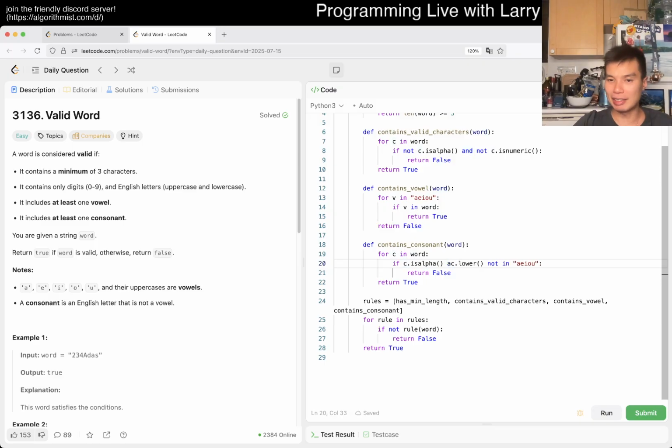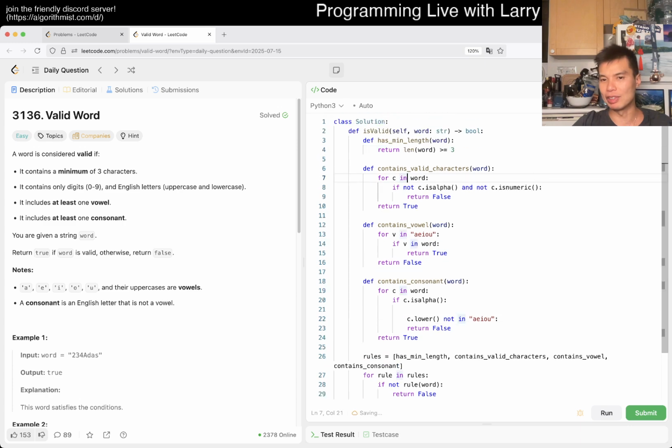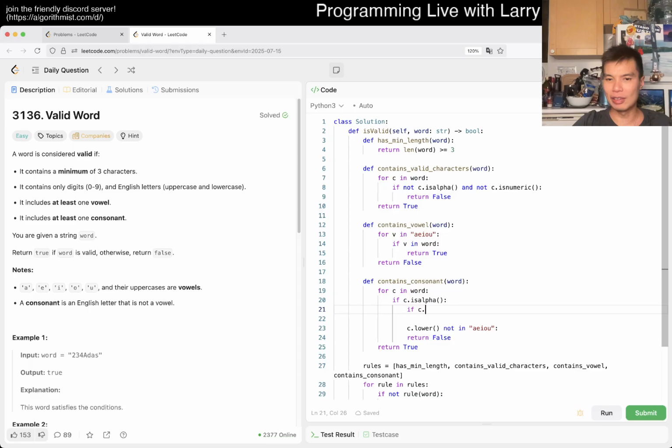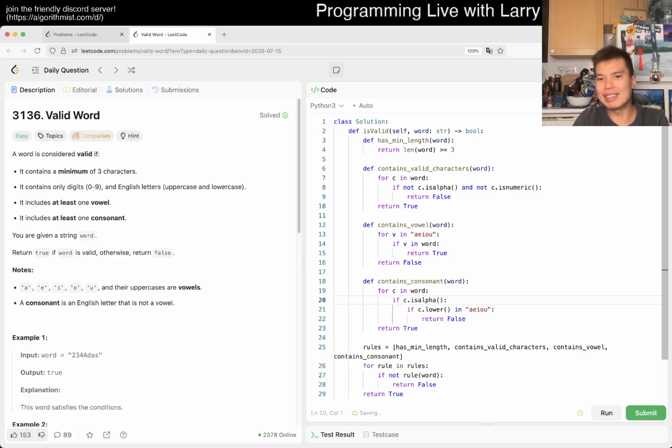That's why. But this is why we want to have it in separate functions. In theory, if you have these in helpers, each of these will have its own unit testing, of course. And also now that I'm making a change here, note that it doesn't change what I wrote before. I kind of wrote this too fast, as you know. If this is alpha, if c lower is in AEIOU, then return false. That's it.